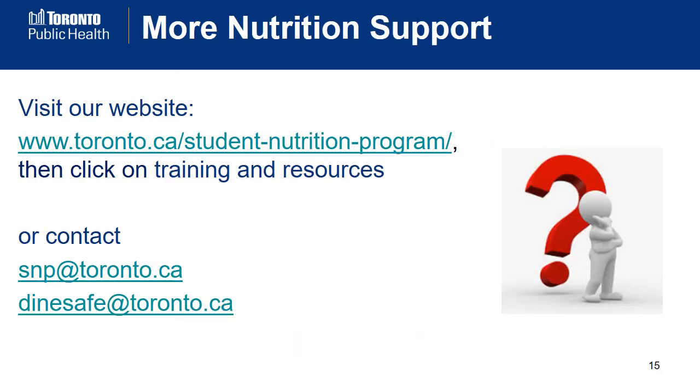You can also visit the City of Toronto's website, which is updated regularly with health advice and information. For more information on nutrition and student nutrition programs, go to www.toronto.ca/student-nutrition-program/, then click on Training and Resources. You will find information such as the new guidelines, sample menus, COVID-19, food safety and nutrition resources, and training videos. You can get answers to specific nutrition questions by emailing snp@toronto.ca. For food safety questions, email dinesafe@toronto.ca or call 416-338-7600 or 311.